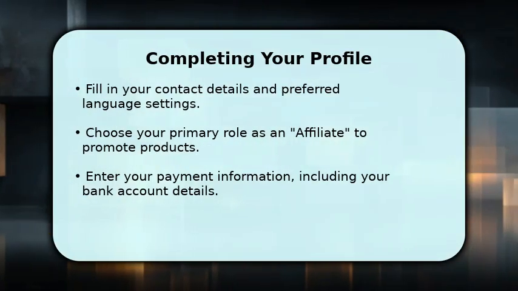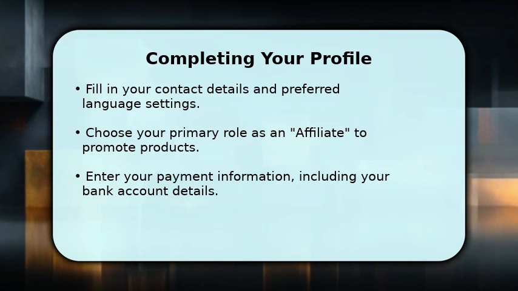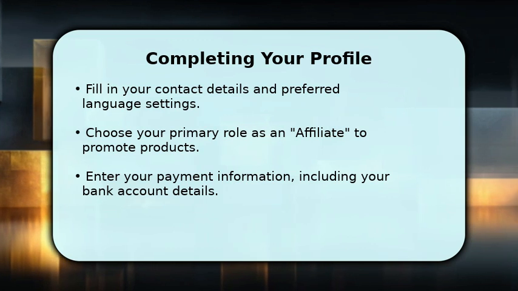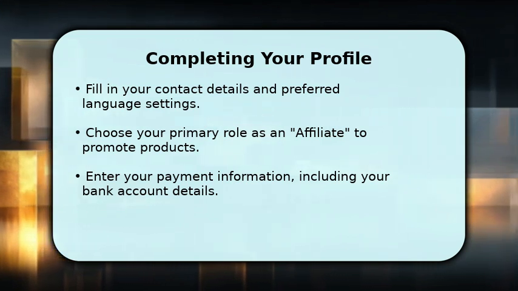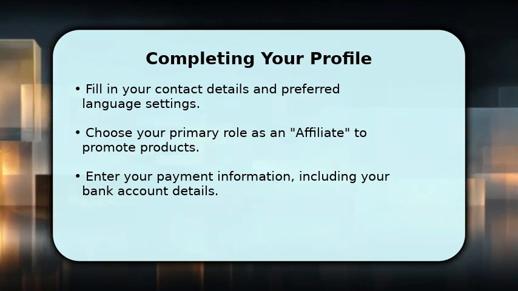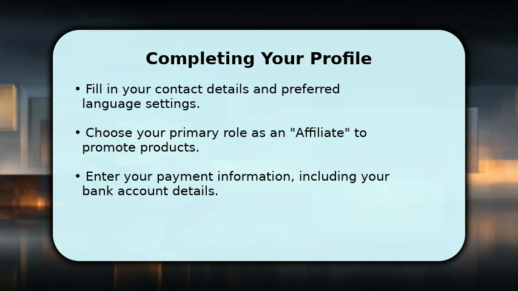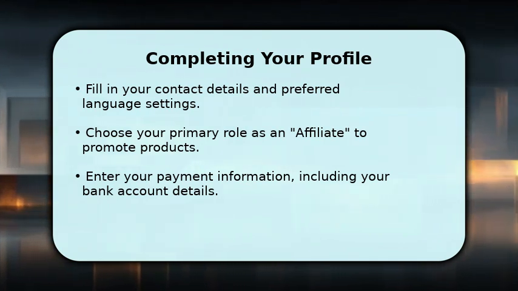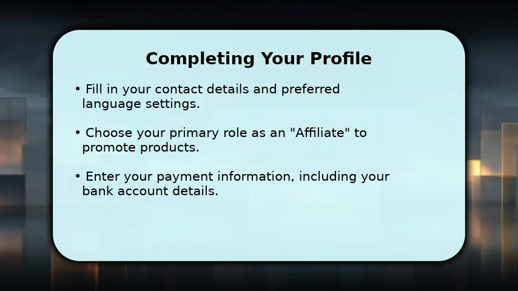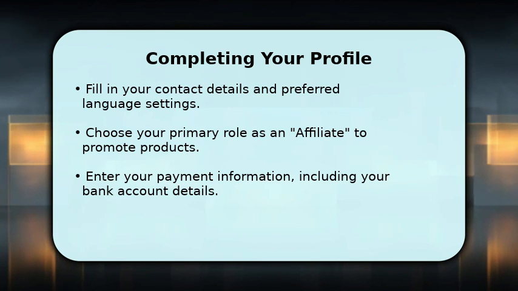After creating your initial account, the next step is to complete your profile. You will need to provide additional contact information and select your preferred language. Crucially, designate your primary role as an affiliate to ensure you can promote products and earn commissions. Then, input your payment details, which typically include your bank account information for direct deposits. You can also set a payment threshold, for example, choosing to receive payments once your earnings reach $10 or $50.